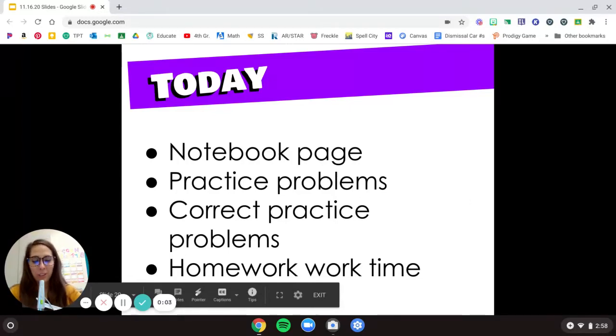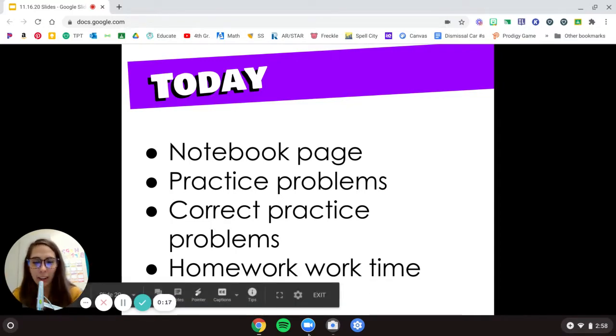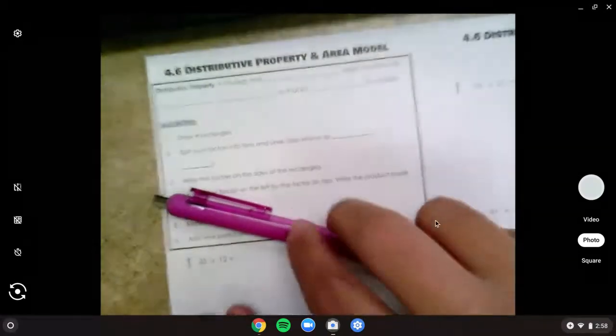Hello. So today we're going to do our notebook page together, and then you are going to work on the right side on your own, and we'll check those answers after, and then we will do homework work time. So let's go ahead and get our worksheet for today out. All right, it should look like this.